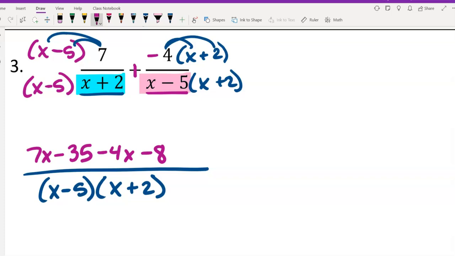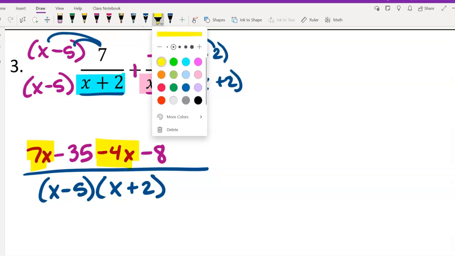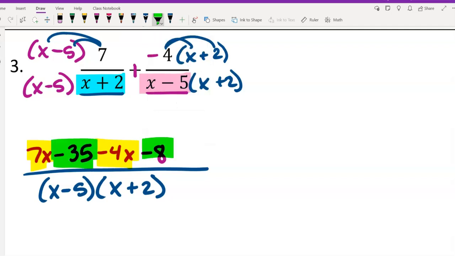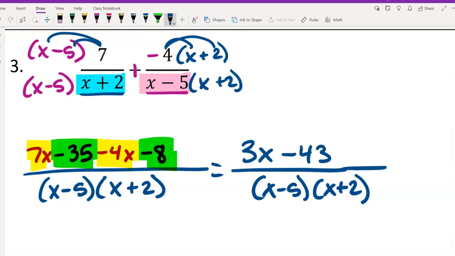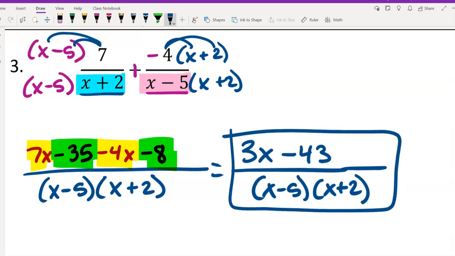Now we can go ahead and combine like terms in the numerator. 7x minus 4x is 3x, and then we are also going to combine the constants, negative 35 and negative 8. Writing here, still all over the same common denominator. 7 minus 4 is 3x, and negative 35 and negative 8 is a negative 3. This is our final answer right here.